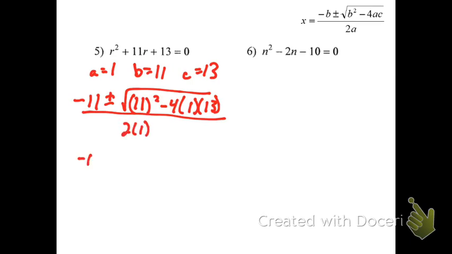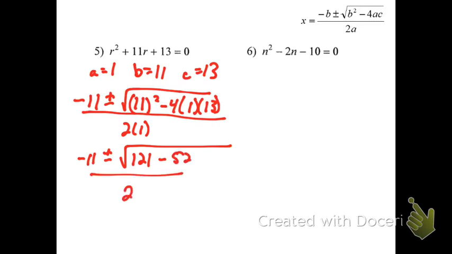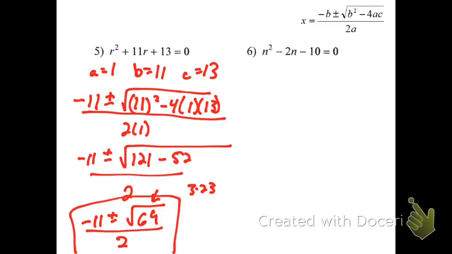Okay, so negative 11 plus or minus, I'm simplifying inside, which is 121 minus, now 4 times 13 is 52. It's all over 2. All right, so I have negative 11 plus or minus the square root. Now 121 minus 52 is 69. It's all over 2. Now 69 does not break down. It breaks down to 3 times 23, but those are both prime numbers, no squares. So oddly enough, this is our answer.